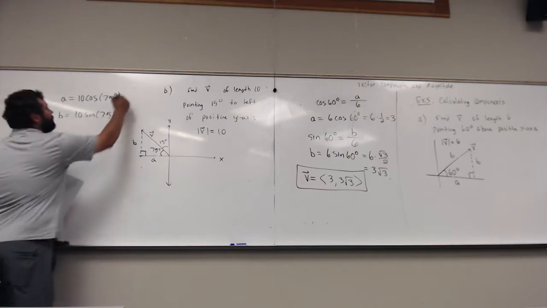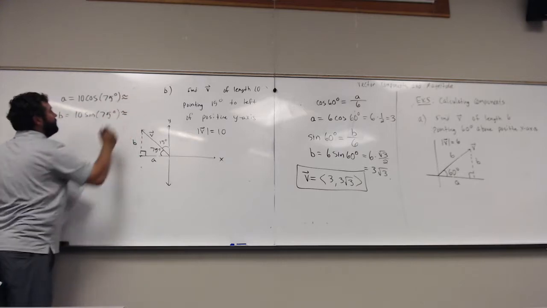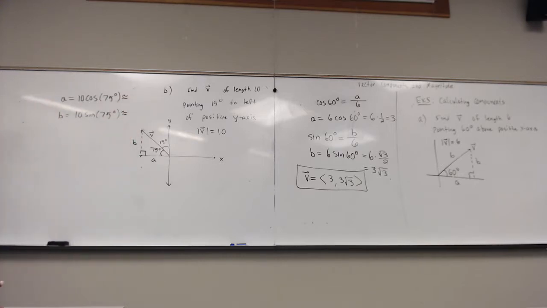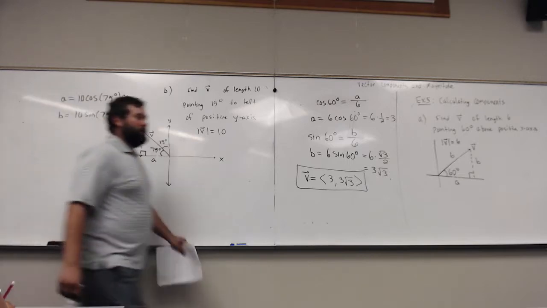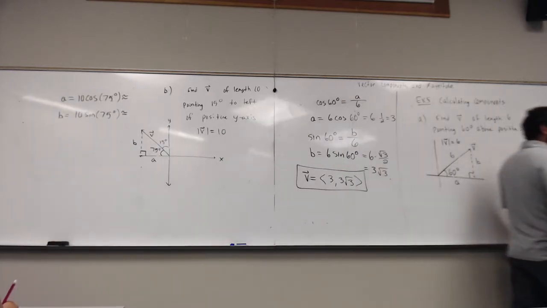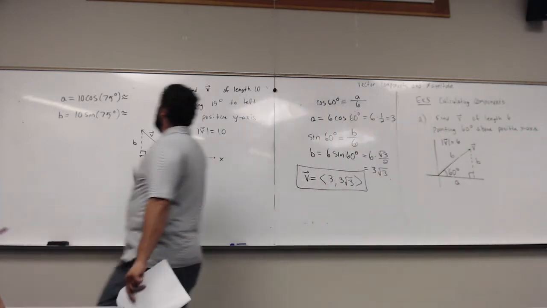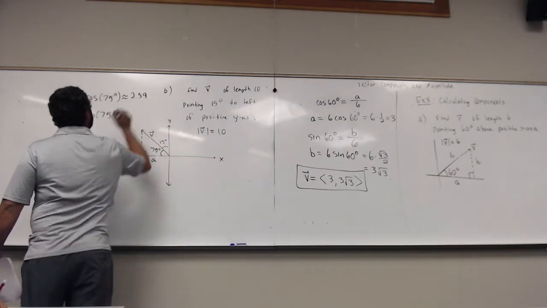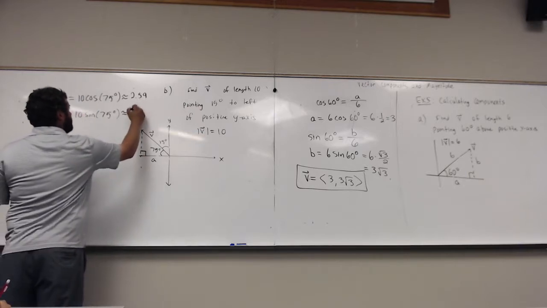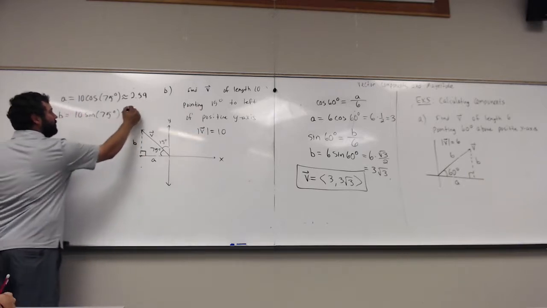Now this time, and this is why Chris's question was good, is 75 degrees a special angle? No, it's not 0, 30, 60, 90. It's not any of those angles that are multiples of 30, 60, or 45 degrees. So in this case, we have to get our calculators out. Make sure you're in degree mode. And we'll just round them to 2 decimal places. A is 2.59, and then B is 9.66.